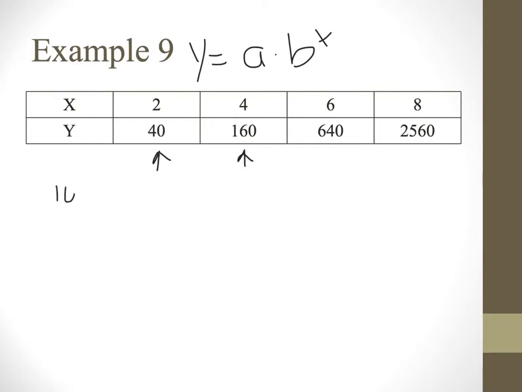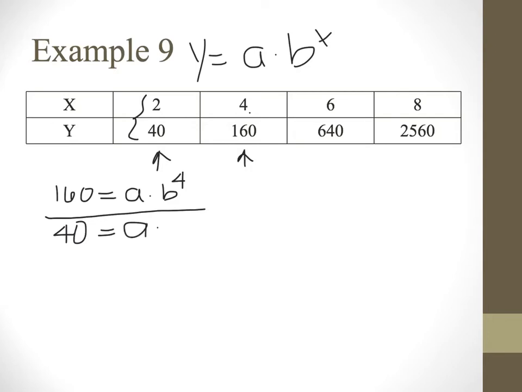So if I plug my 160 in for my y, I don't know what my a is, and I do not know what my b is, but I know what the exponent is on b, and that's going to be this 4. Then I'm going to divide that by the exact same thing with this point. So my y value is 40 equals a times b, and my x value is 2. If you notice, when I go to divide these out, 160 divided by 40 is going to give me 4. So I get 4 equals, my a's are going to cancel out because a divided by a gives me 1. And then I have b to the 4th divided by b squared, which gives me b to the, when I divide, remember we subtract, so 4 minus 2, or 2.